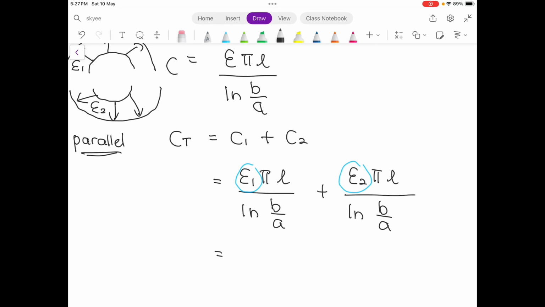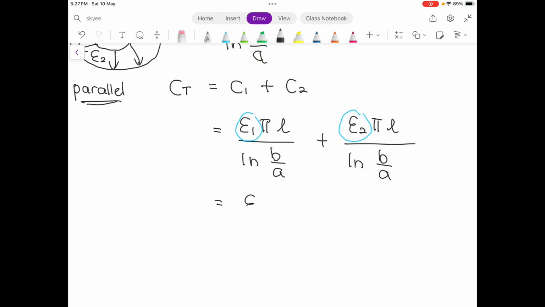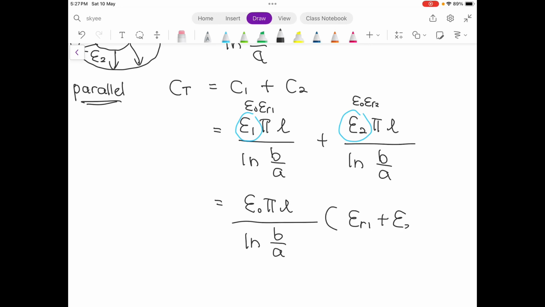If you factor it, it would be epsilon naught, because it is epsilon naught epsilon R1 and epsilon naught epsilon R2. So pi L over ln B over A, times epsilon R1 plus epsilon R2. This would be the capacitance of this coaxial capacitor that has two dielectrics between the inner and the outer conductor.